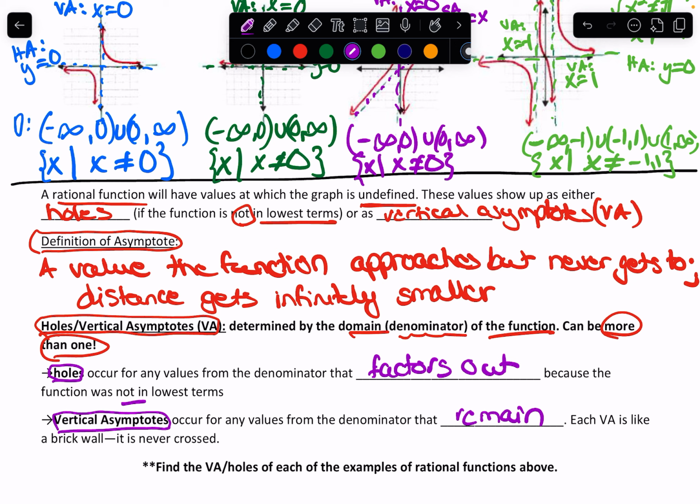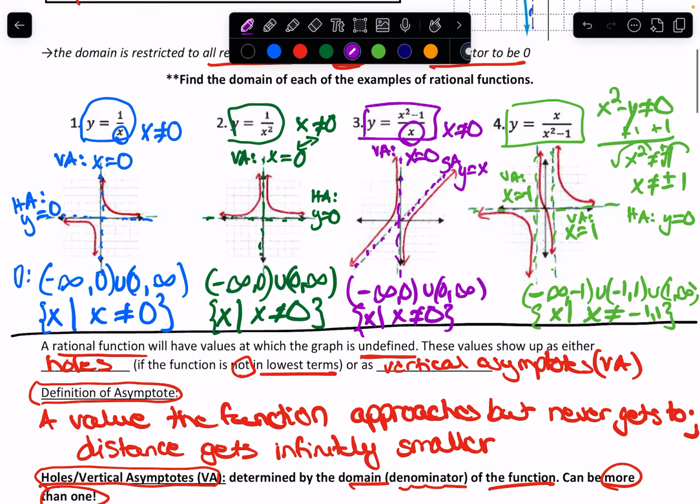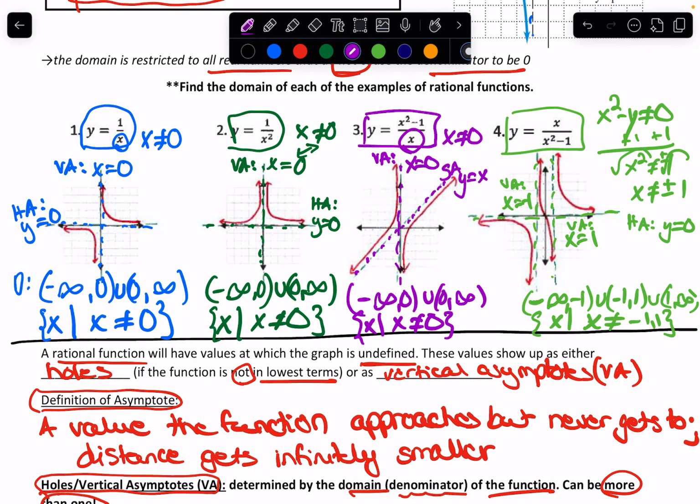And it's asking us to find the vertical asymptotes and holes of each of the examples of rational functions above. Well, we did find the vertical asymptotes. None of these have holes because we're not able to factor anything out. They are factored to the lowest terms, and our next one is an example where we're going to be factoring them out.